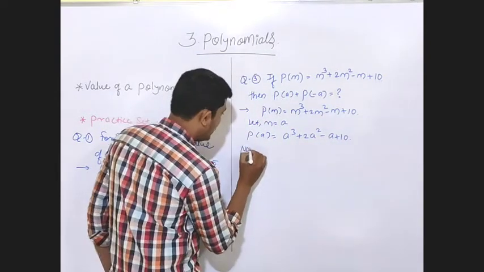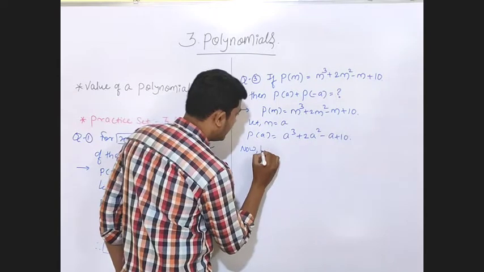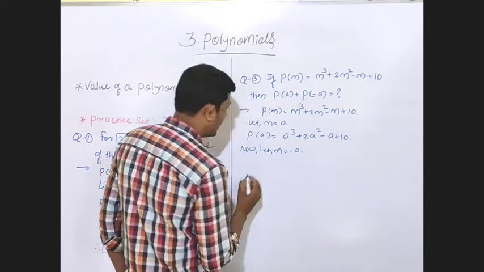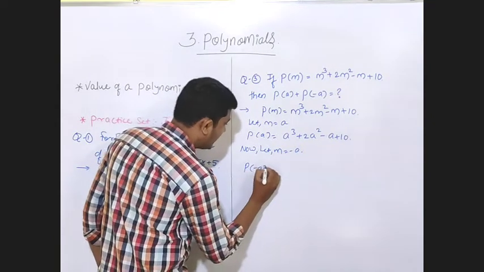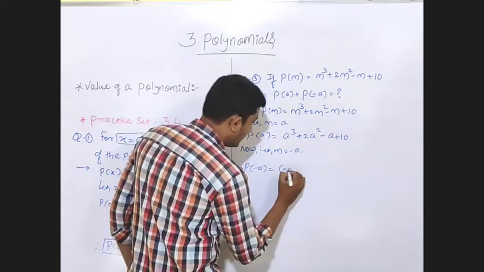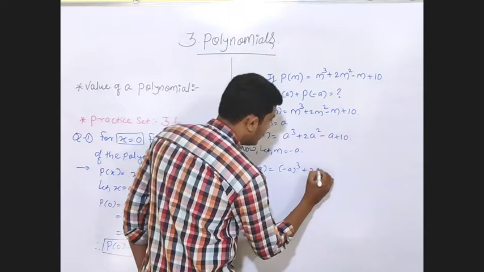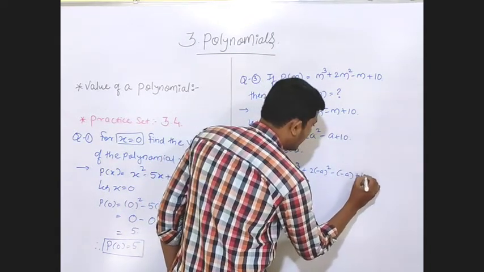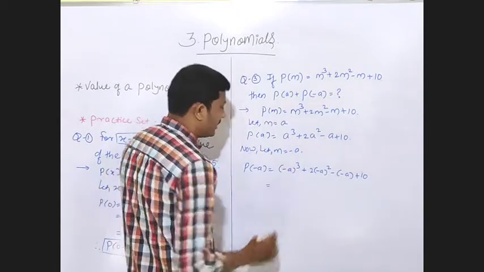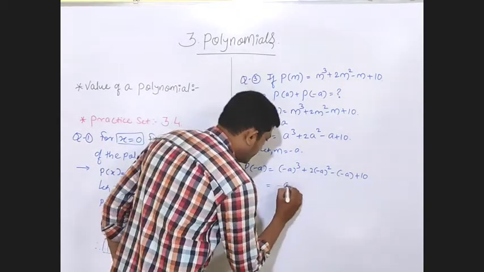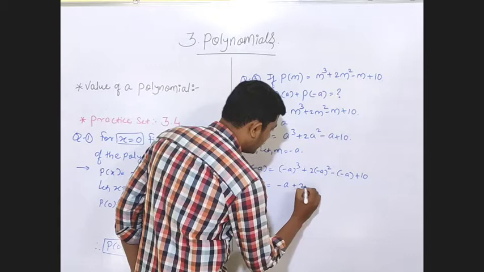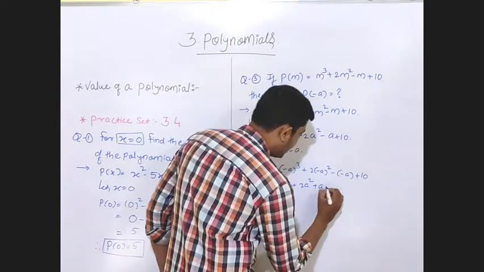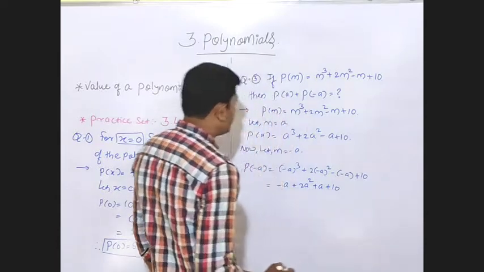Now let m equal to minus a. What we get here is p of minus a equal to minus a whole cube plus 2 into minus a whole square minus of minus a plus 10. That is equal to what? Minus a cube is simply minus a cube, plus 2a square, minus into minus gets plus a, plus 10. Now we have to add.